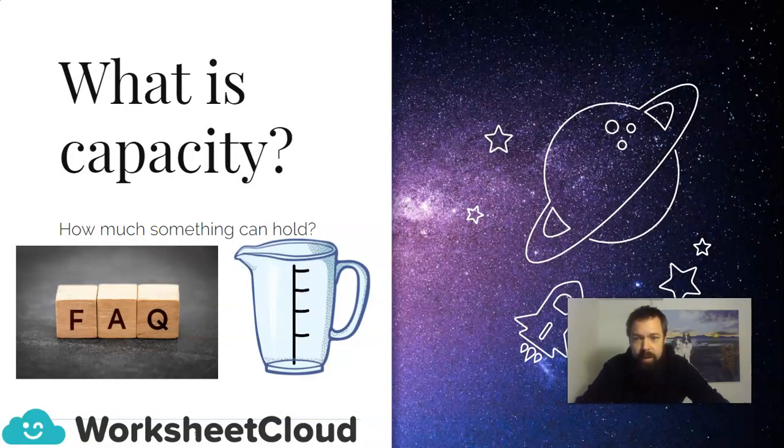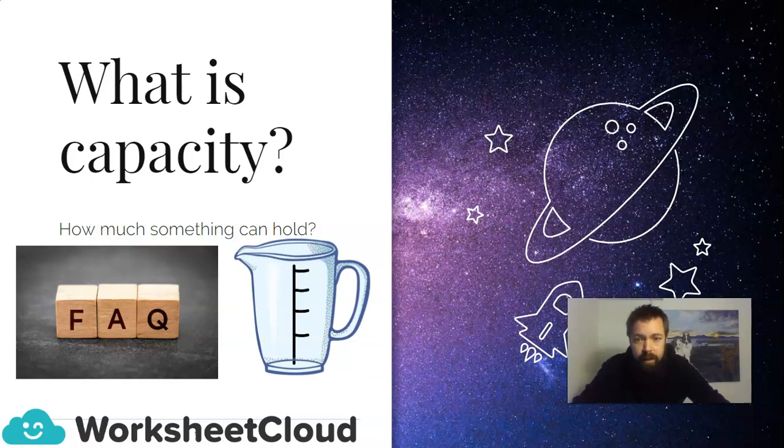Simply put, it's how much something can hold. Where I've found grade 4s sometimes struggle a little bit is the difference between volume, which is how much space something takes up, and capacity, which you can think of as how much liquid something can hold, although it's also how much air something can hold, and so on. If you look at those little blocks that say FAQ, they're solid. They take up space, but they can't hold anything inside them. So they have a volume, but they have no capacity.